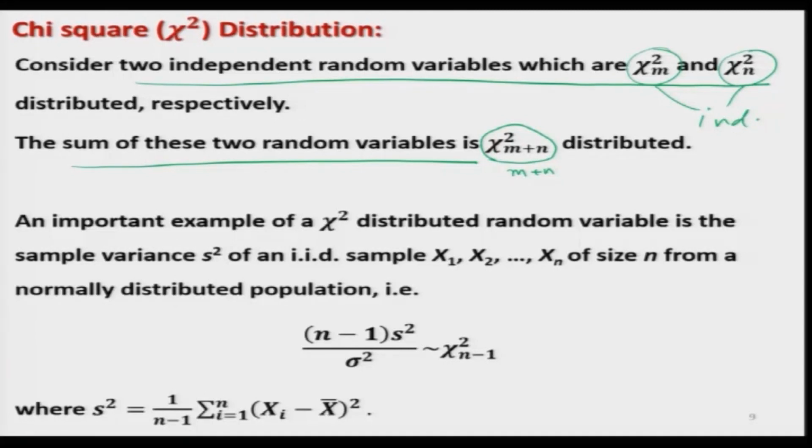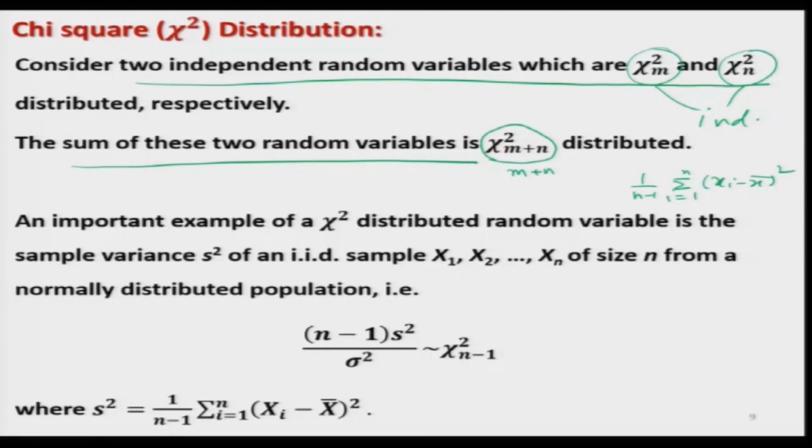That is the first result I would like to inform you. This is very important. We are going to use it at different places. And the second very important result is about the sample variance. Do you remember that you had found the sample variance by this quantity, 1 upon n minus 1, summation i goes from 1 to n, (x_i minus x bar) whole square? This is related to the chi-square distribution.